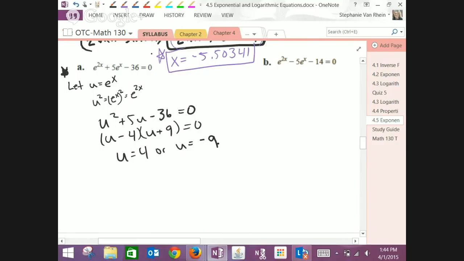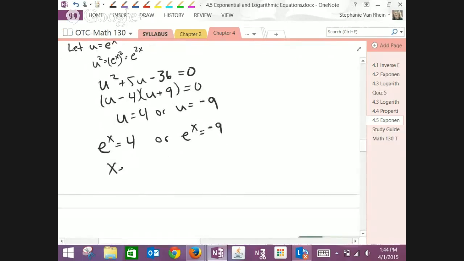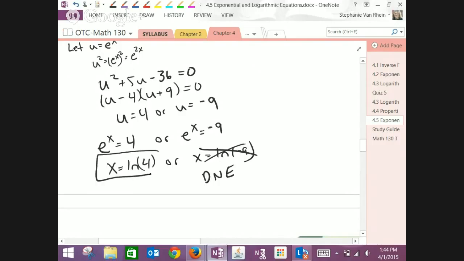If this was in U, these would be the answers, but it's not in U, it's in E to the X. So you would say E to the X equals 4 or e to the x equals minus 9. So here, this would be x equals ln of 4 or x equals ln of minus 9. Can I take ln of minus 9? No, this does not exist. So my answer would be ln of 4, which I didn't plug in my calculator.